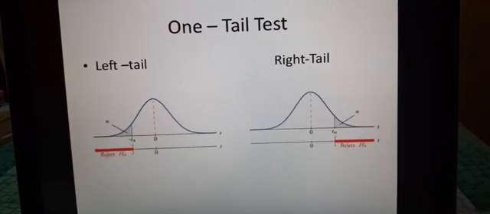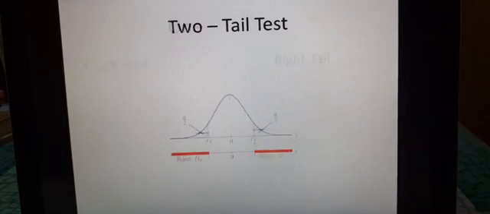In case of left tail and two tail, we are defining both, in the case of one tail test and two tail tests. So one tail tests are of two types, that is left tail and right tail. Here you can see that the alpha that is denoted on the right hand side, the red mark, is showing the rejection of H0, and on the left tail, on the left hand side, the alpha region is showing the region of rejection.